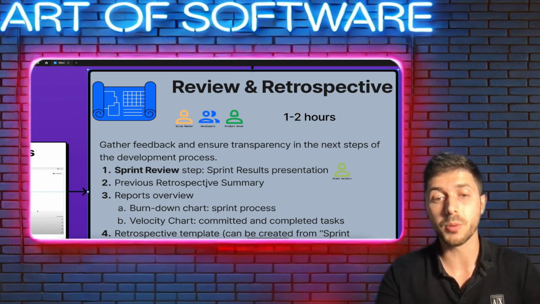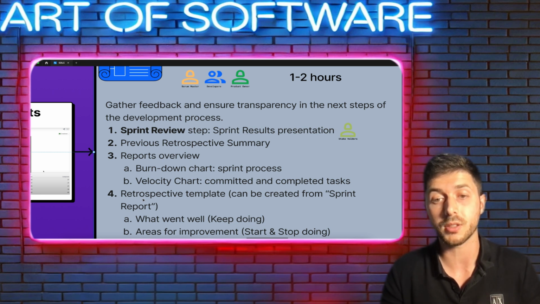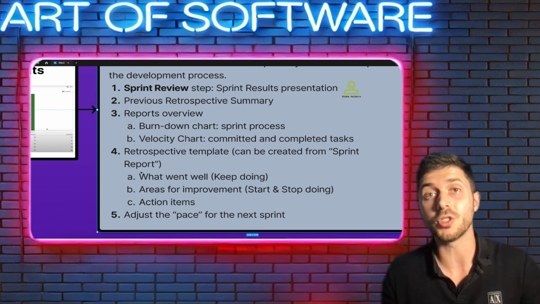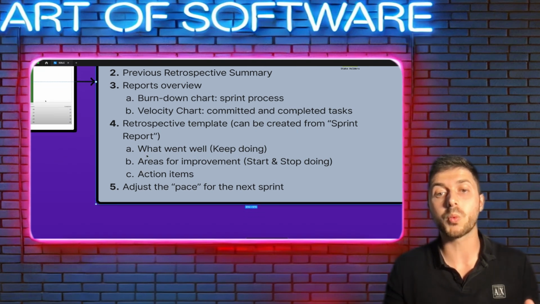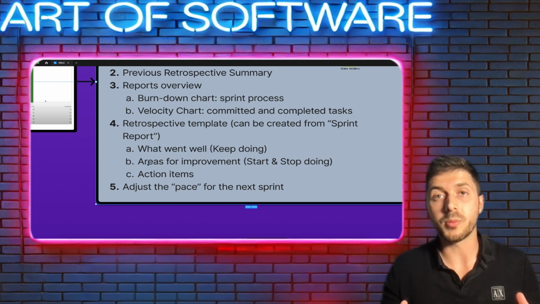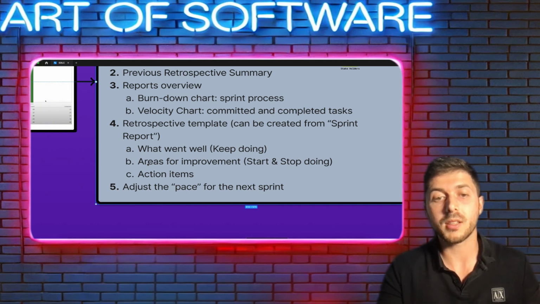So first of all, the report's overview, as I told you before, the burndown chart and the velocity chart. Then we use a retrospective template. It can actually be created from the sprint report in Jira when we complete a sprint. And we want to talk about what went well, what we want to keep doing. Second thing is areas for improvement. As the conclusions, what we need to start doing and what we have to stop doing. And the last thing is action items for the next time.